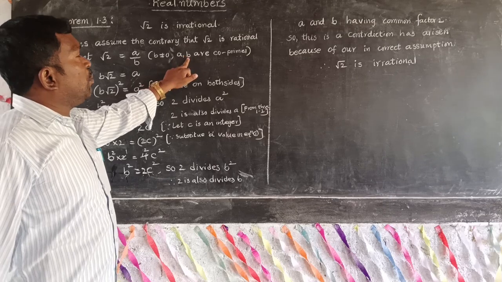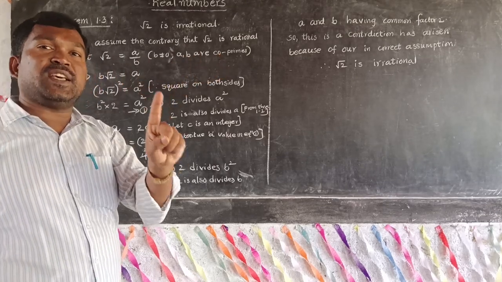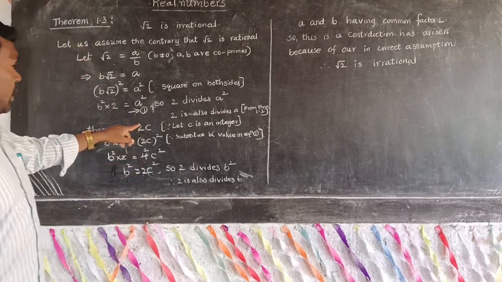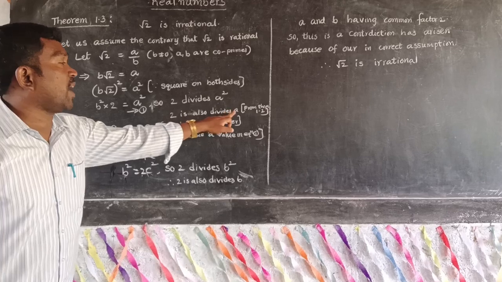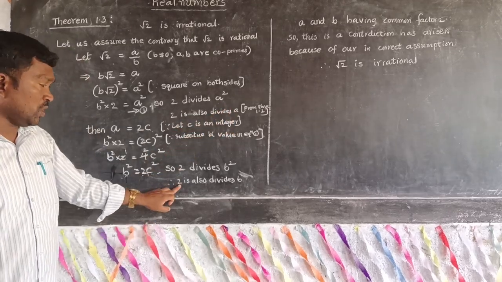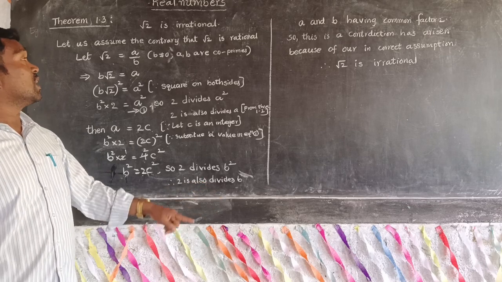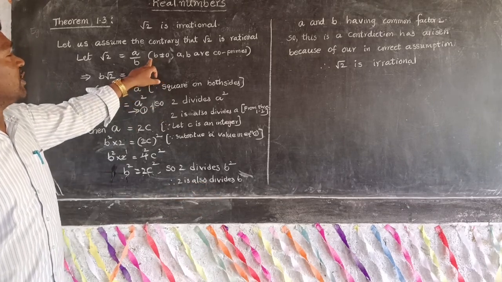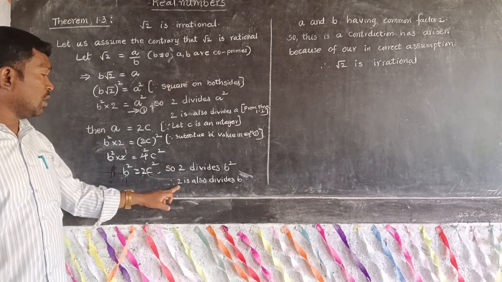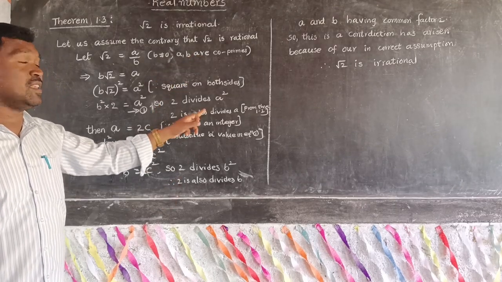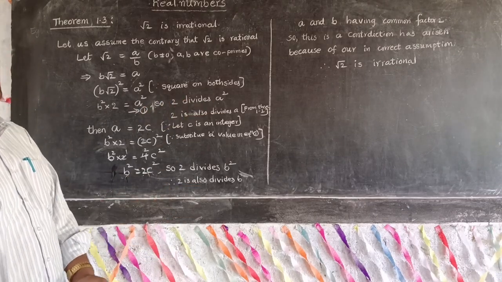At the start I said a, b are co-primes. That means only 1 is a common factor. But here 2 divides a, that means 2 is a factor of a. Here 2 also divides b, that means 2 is a factor of b. But our assumption was that a, b are co-primes. Here 2 divides both a and b, so 2 is a common factor of a and b.